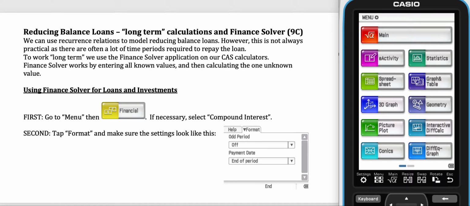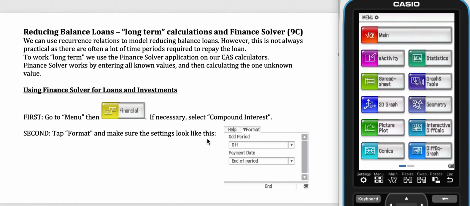In this video, we're going to be looking at how we can perform calculations with reducing balance loans, but more so looking at long-term calculations. So not step-by-step recurrence relations, but long-term calculations. And to do this, we use a program called Finance Solver on our calculator.